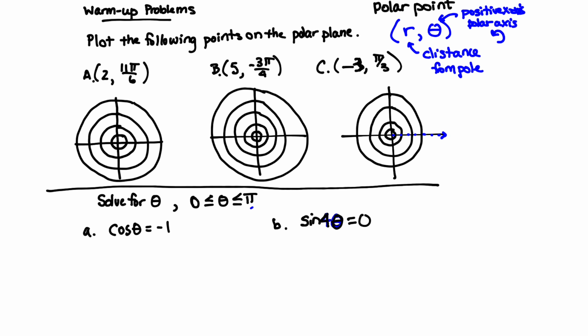Here we go, guys. 2, 11 pi over 6. Give me a quadrant. Ethan, what quadrant am I in? Fourth quadrant. 11 pi over 6 is equal to 330 degrees. So if I want to go 2 units out to 330 degrees or 11 pi over 6 radians, I'm going to be down here in quadrant 4. Everybody good? Cool. All right, Zach, tell me, in what quadrant is 5 comma negative 3 pi over 4?